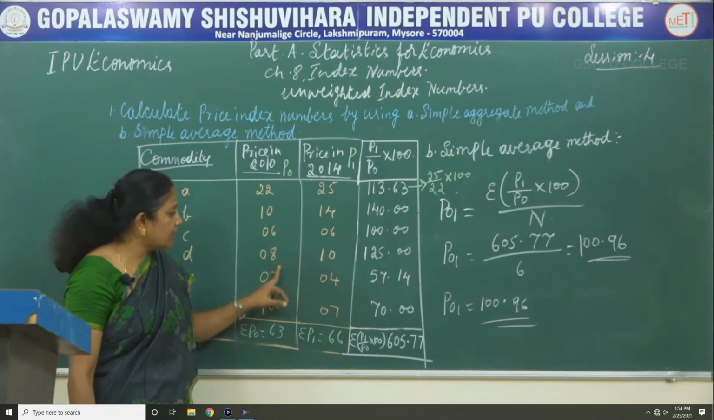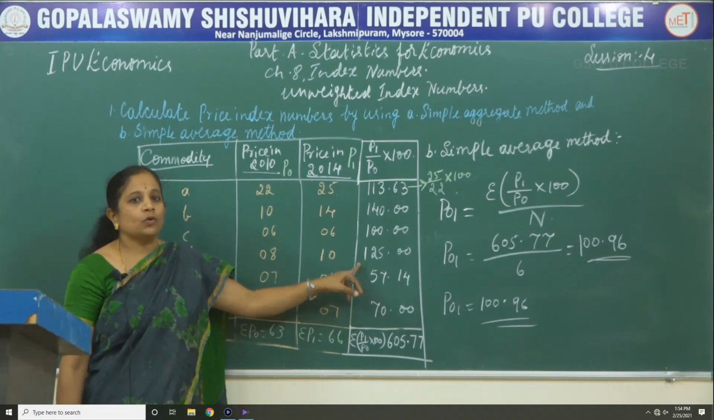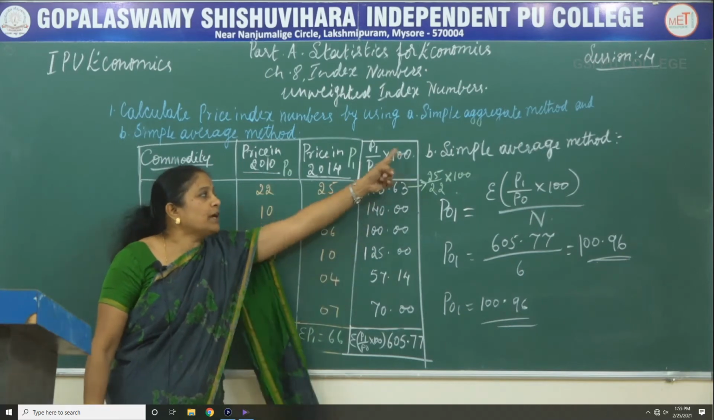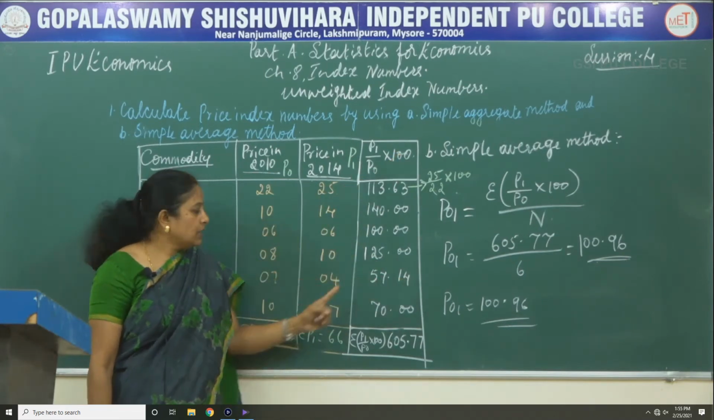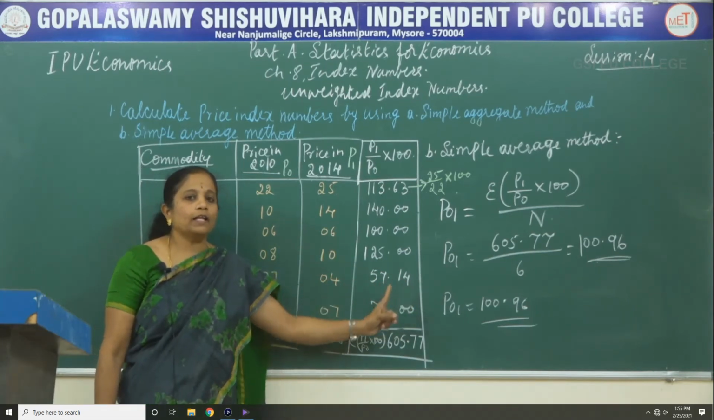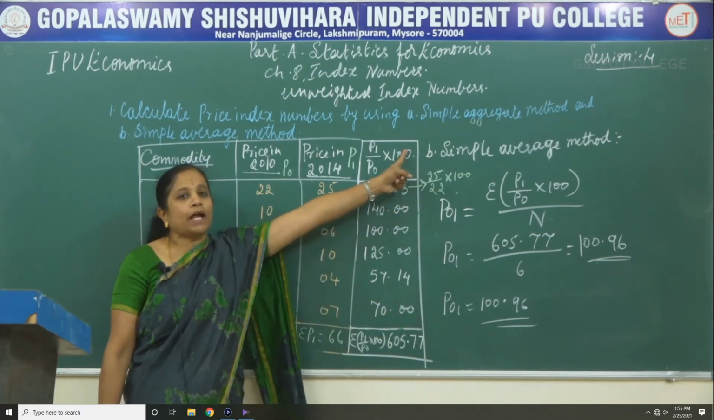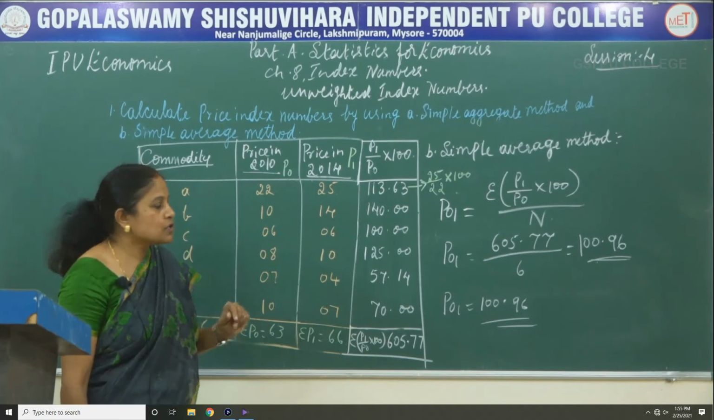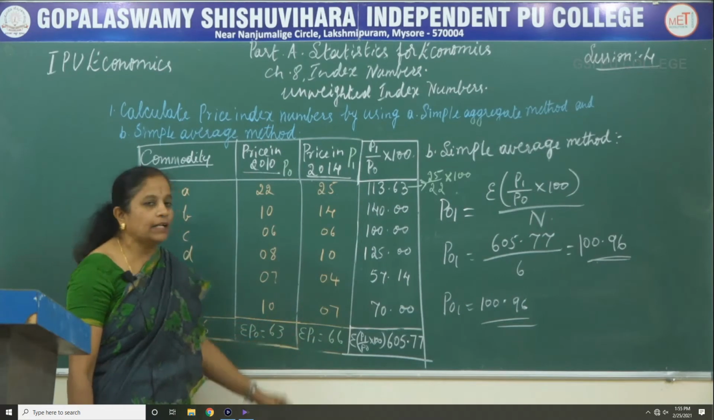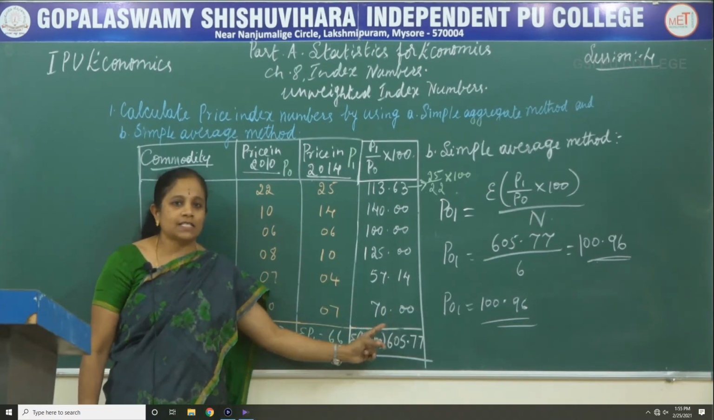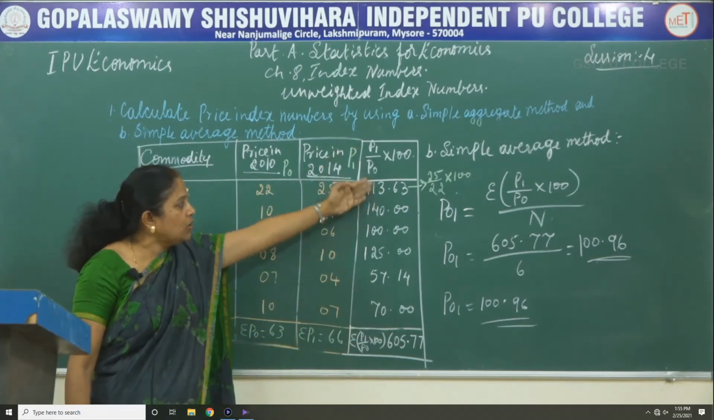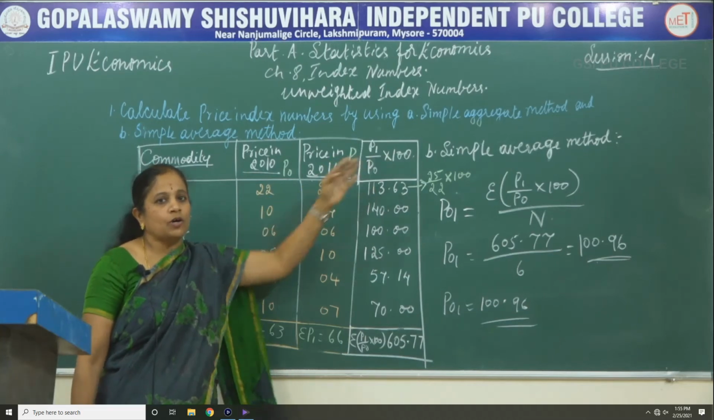Then 10 divided by 8 multiplied by 100. So the 10 divided by 8 is 1.25. 1.25 multiplied by 100 is 125. Then 4 divided by 7 is 0.5714, and this 0.5714 is multiplied by 100 as it is in the formula. So then we obtain 57.14, and 7 divided by 10 is 0.7 multiplied by 100 is 70. So then we obtain this value. So this is how we obtain the value of the P1 divided by P0 into 100.